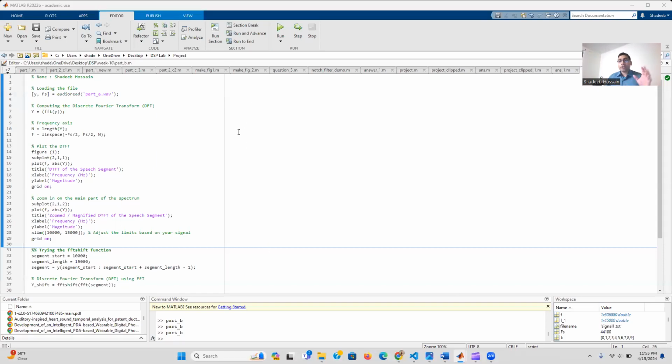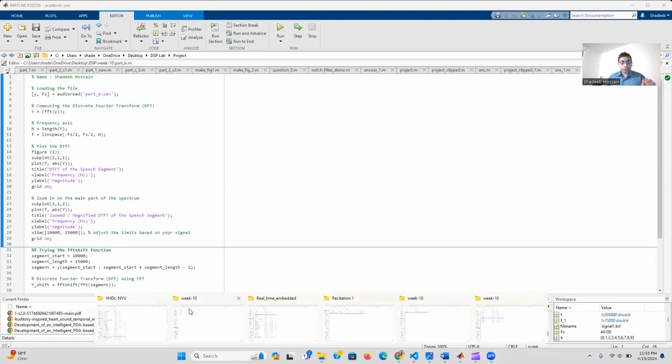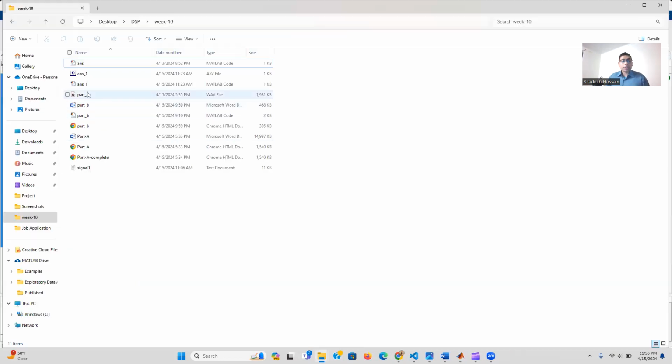So basically what we are going to learn is how to identify the fundamental frequency in a signal when you have an audio file. So let me start by playing you the audio file. Here you would see that this is the audio file.